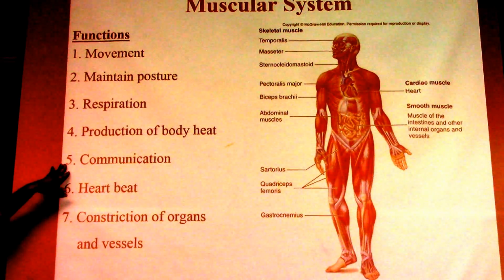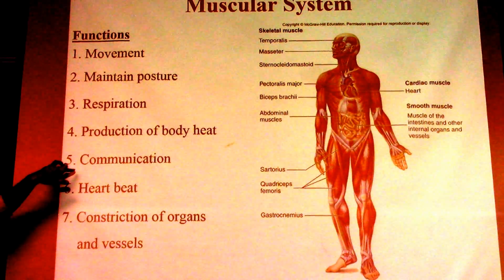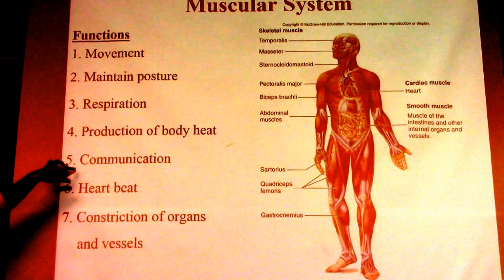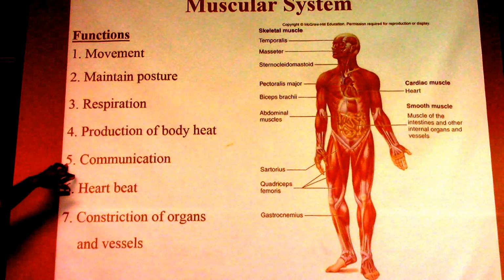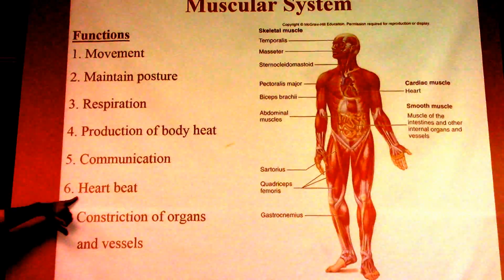Muscles help us to communicate. How do they help us to communicate? Speech and facial expressions. Yeah, speech, your expressions, your writing, you write with your hands. So all those forms of communication.